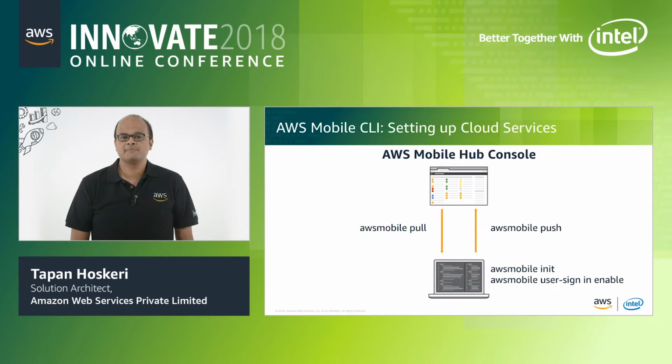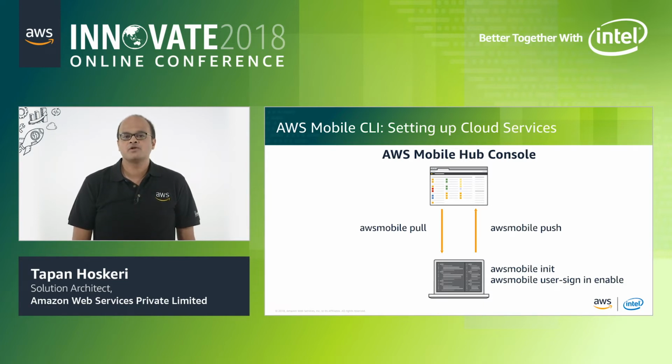Just to give you a few examples, the aws mobile init command initializes a new Mobile Hub project on the AWS cloud using your AWS credentials and other default values. Adding user sign-in capabilities to your Mobile Hub project created above is as simple as executing the following command, which is aws mobile user-signin enable.